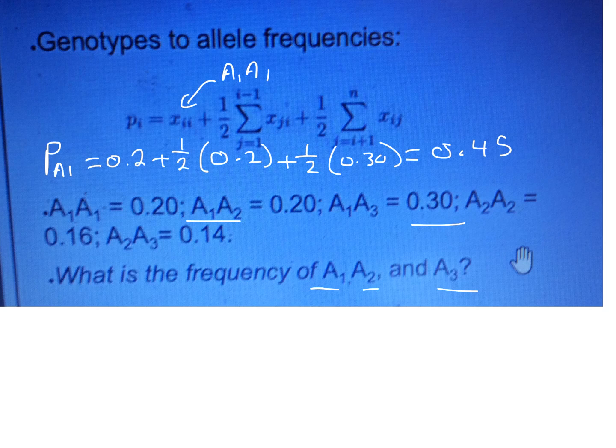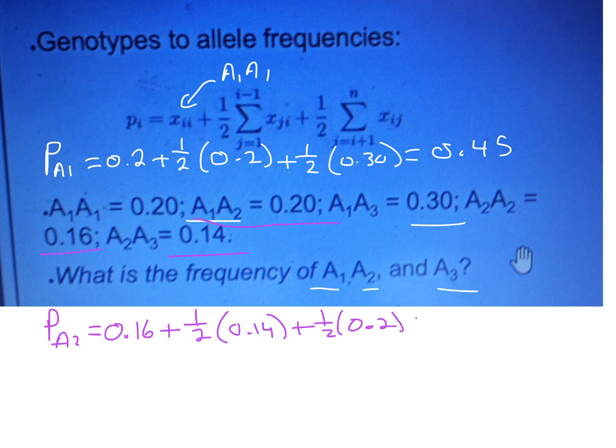Okay. So if we keep going with that idea, then we can calculate separately the frequency of A2. So we're going to start off with A2, which is 0.16. And then we're going to take a half of the combinations of A2 with the other alleles. So A2 with A3 was given here, 0.14. And A2 with A1 was given here, it's 0.2. And so if I add those up, I'm going to get, I think, 0.33.